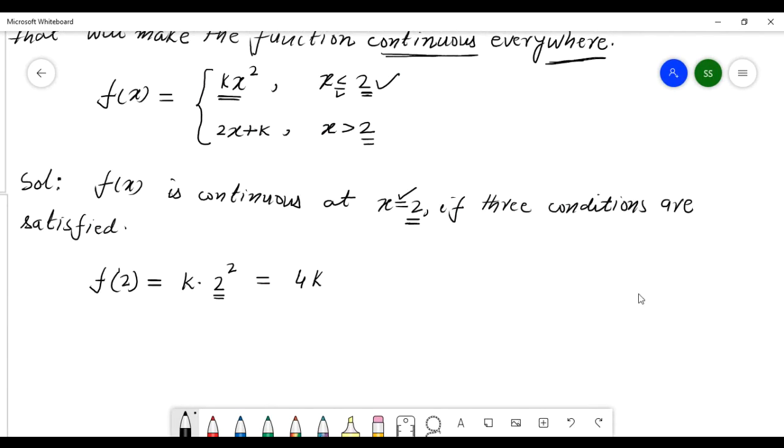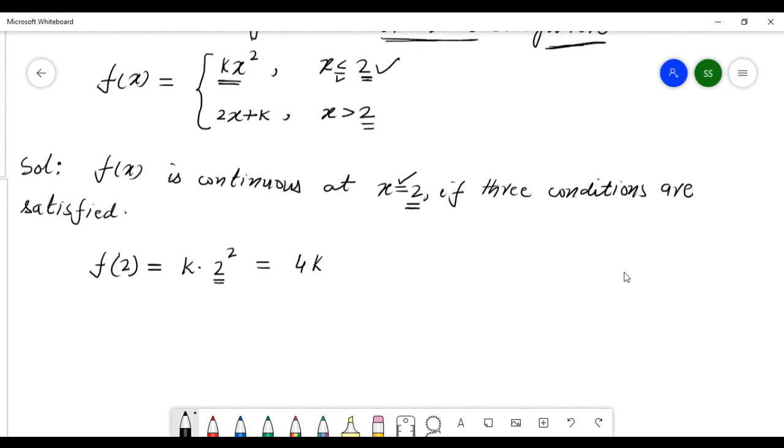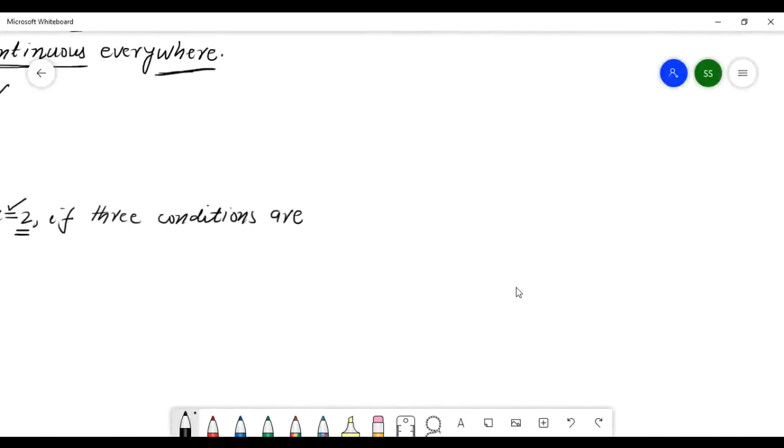Okay. Now, what is condition number 2? Condition number 2 is that the limit must exist. Let me write the conditions here, and you will understand clearly.